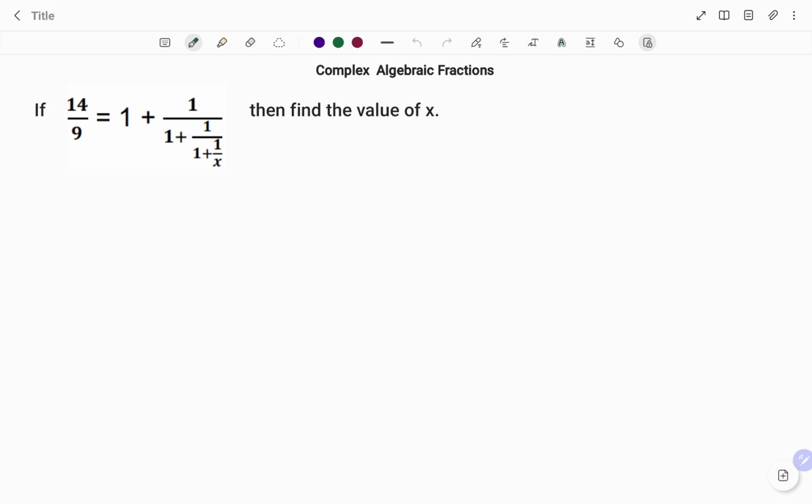The example reads: if 14 over 9 equals 1 plus 1 over 1 plus 1 over 1 plus 1 over x, then find the value of x.